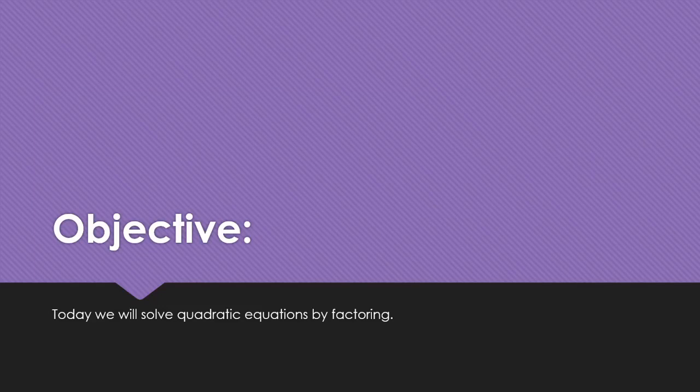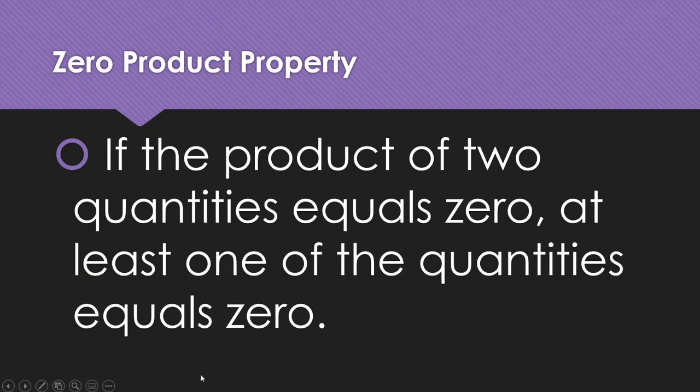Today we will solve quadratic equations by factoring. So we're going to use the zero product property in order to do this. And the zero product property states that if the product of two quantities equals 0, at least one of the quantities equals 0. So let's look at what that really means.